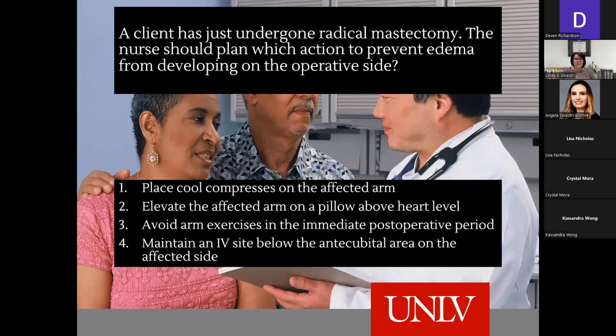Okay, a client has just undergone radical mastectomy. The nurse should plan which action to prevent edema from developing on the operative side. Place cool compresses on the affected arm. Elevate the affected arm on a pillow above heart level. Avoid arm exercises in the immediate post-operative period. Maintain an IV site below the antecubital area on the affected side.